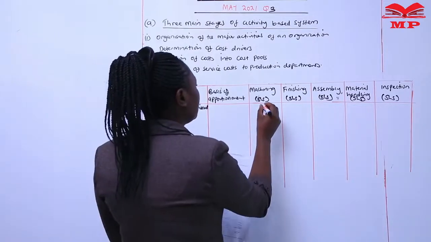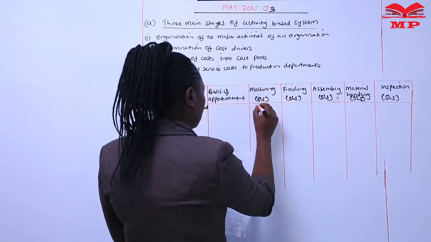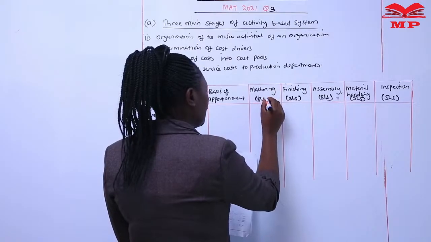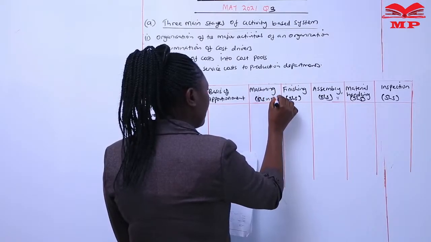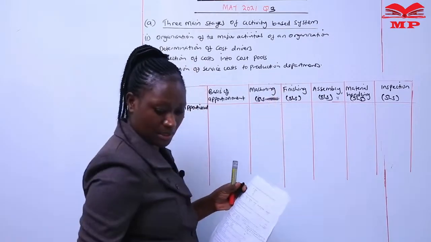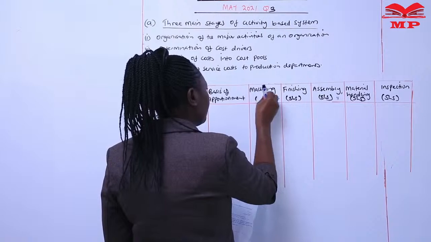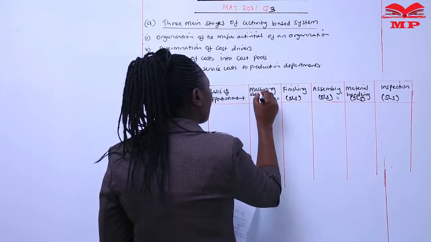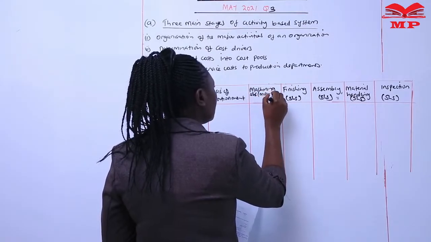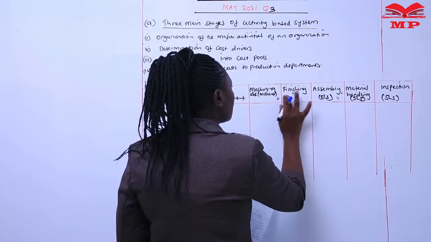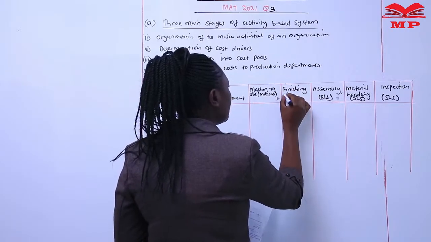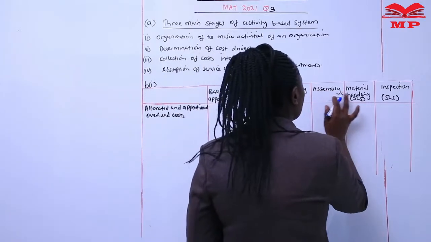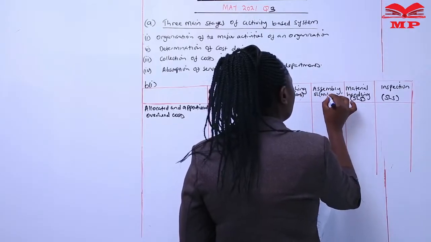For machining, this is in millions. Sorry, shillings is in millions. It is in shillings in millions.